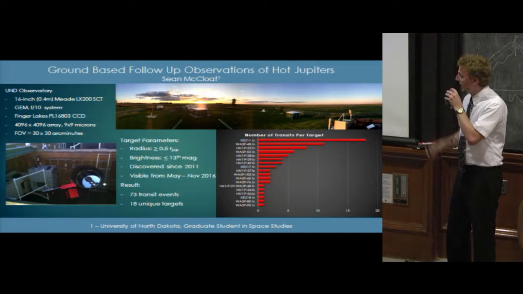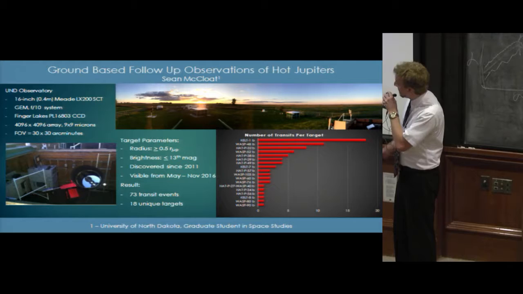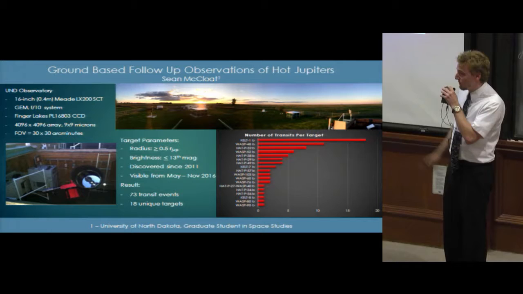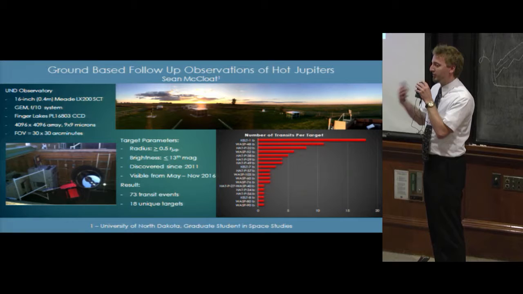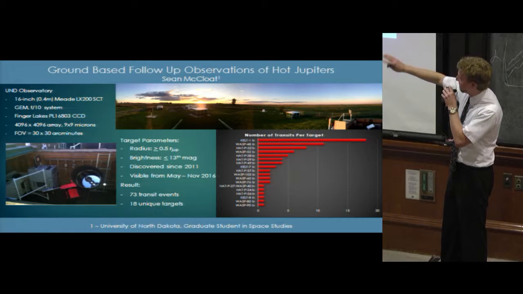We're using the 16-inch or 40-centimeter telescope that we have at UND to observe recently discovered hot Jupiter planets. The targets that I'm going to be observing, I narrowed it down from the list on exoplanets.eu from all 3,000 planets that are there now, basically just to see, based on how observable it would be for the telescope that I have access to. So big planets, bigger than radius half Jupiter, brighter than 13th magnitude, discovered since 2011.